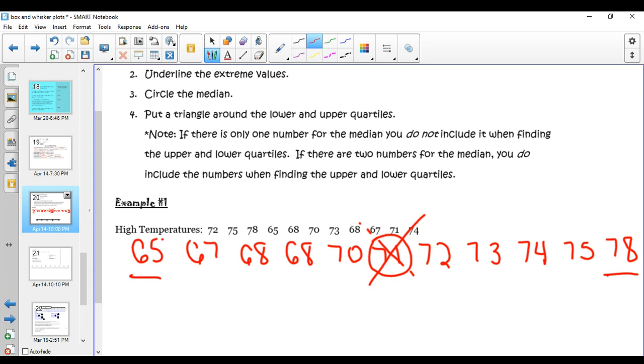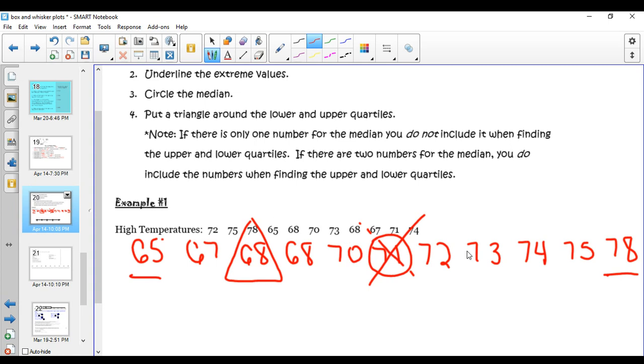It just means I want a reminder that I don't use that. So I'm going from 65 to 70. As I work my way in, I can eliminate the 65 and 70, the 67, and this 68. And so then this first 68 right here is going to be the lower quartile.